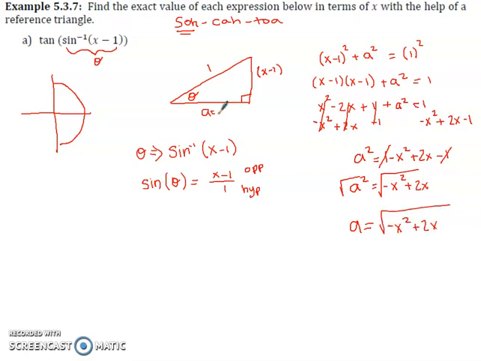This is my adjacent side, so I can then find tangent by taking the ratio of the opposite to the adjacent. So the tangent of that angle theta would be x minus 1 is my opposite side, over my adjacent side, which is the square root of negative x squared plus 2x.